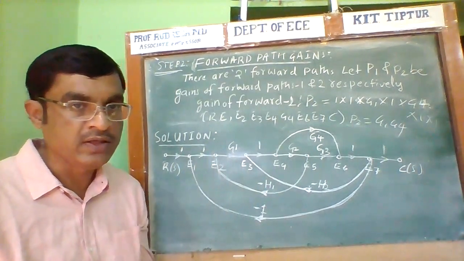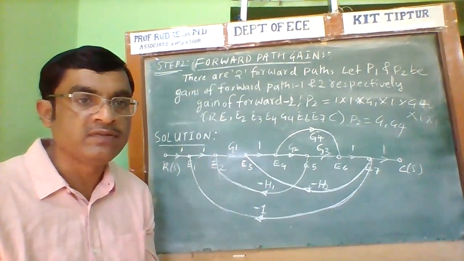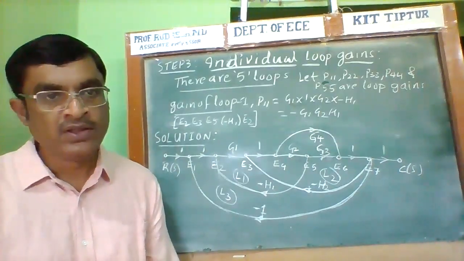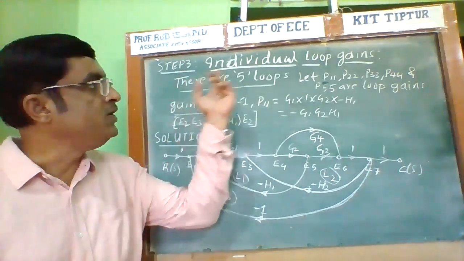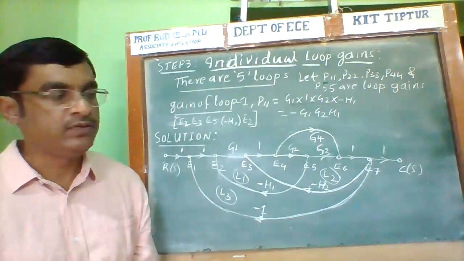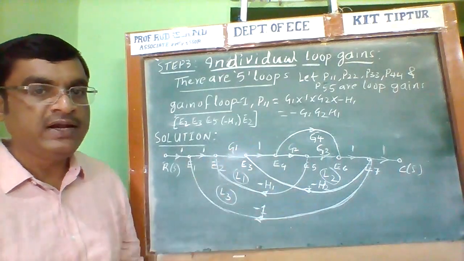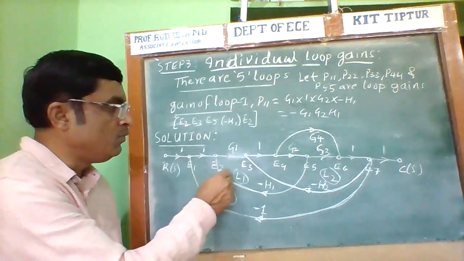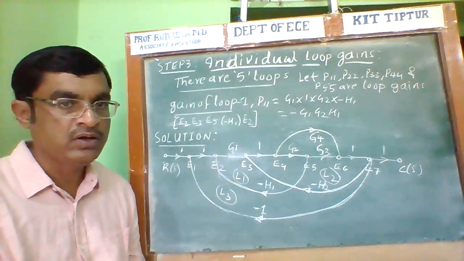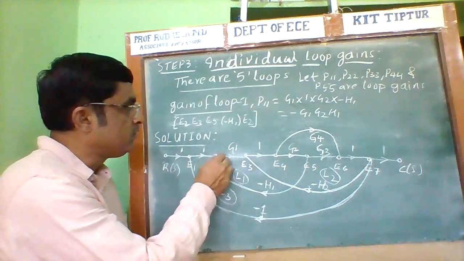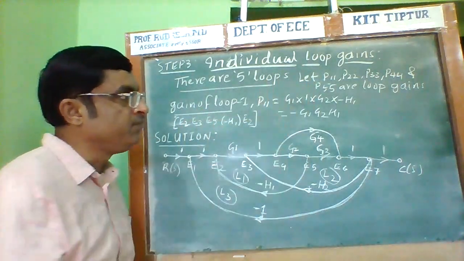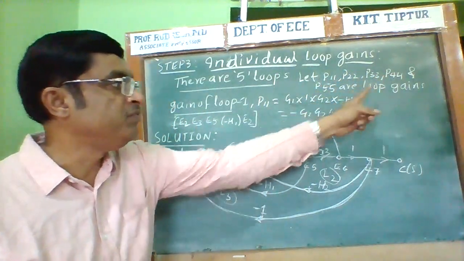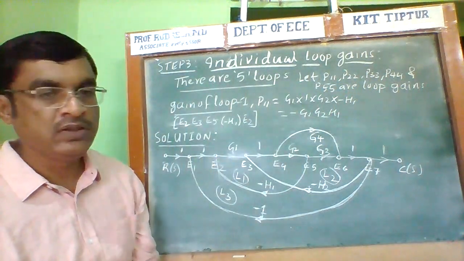The next step is to calculate the loop gains, the individual loop gains. In step 3, we go for calculating the individual loop gains from the signal flow graph. Identify the loops. How many loops are present? There are 5 loops here. The gains of the 5 loops are P11, P22, P33, P44, and P55. These are the loop gains.